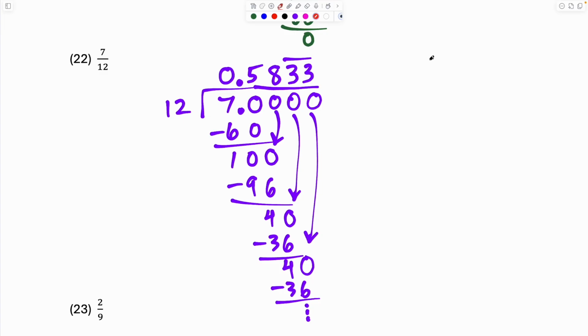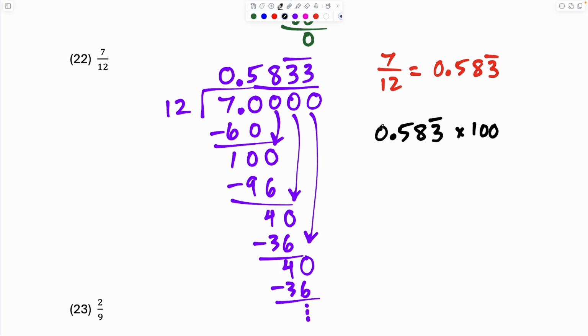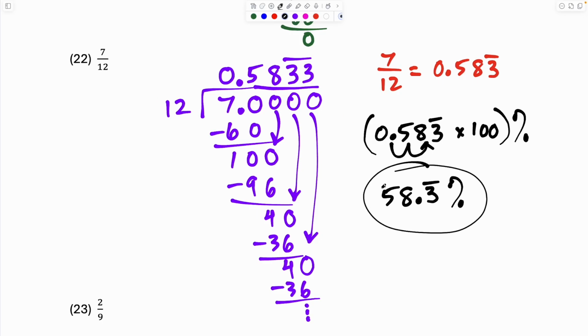Okay, so how this helps us, we could say that 7/12 is equal to 0.583, and then the 3 repeats. Okay, so for this one, I'm just going to go ahead and put the bar above. So now when we want to write out our percent, we're going to take the decimal here, 0.58, repeating 3, and multiply by 100. And then we could put the percent like this. Okay, and the decimal is going to go 2 spaces to the right when we multiply by 100. So this will give us 58 point repeating 3%. And that is how we express 7/12 as a percent.